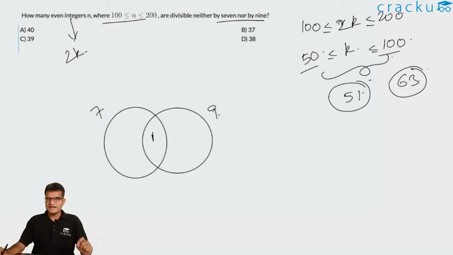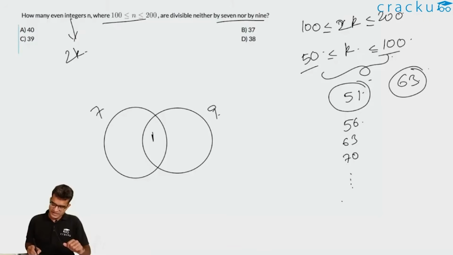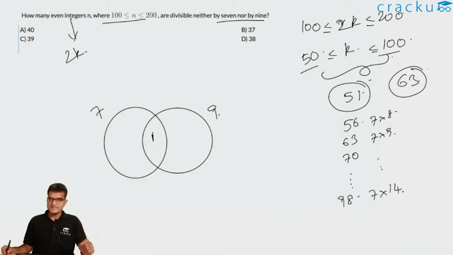How many numbers are actually divisible by 7? If you are just ignoring 9 for the moment, the numbers will be of the form 56, 63, 70, ... till 98. 56 is 7 into 8, 63 is 7 into 9, ... 98 is 7 into 14. How many such numbers are there? There are 7 such numbers.